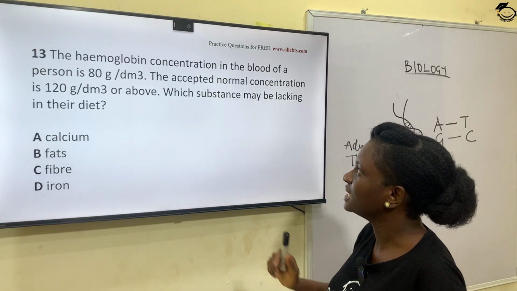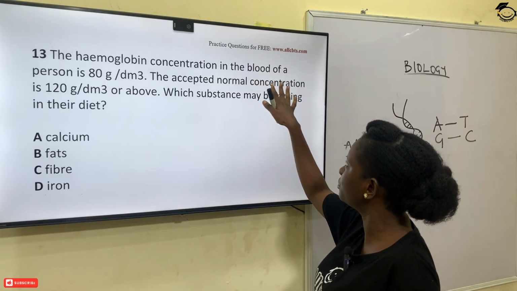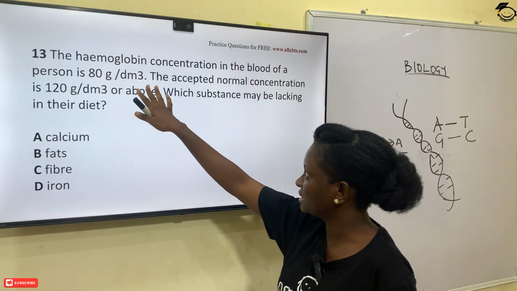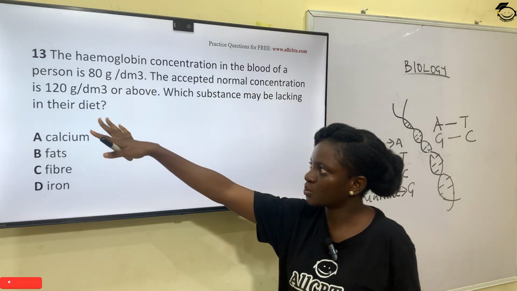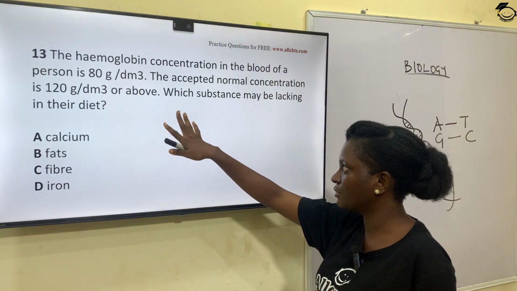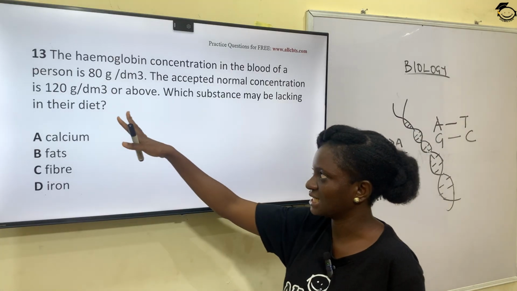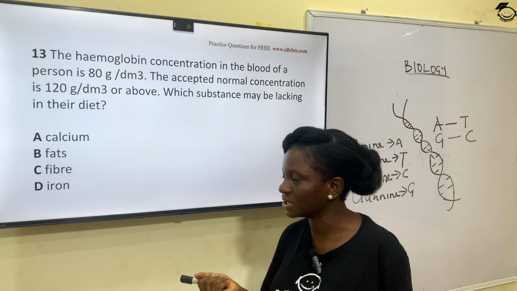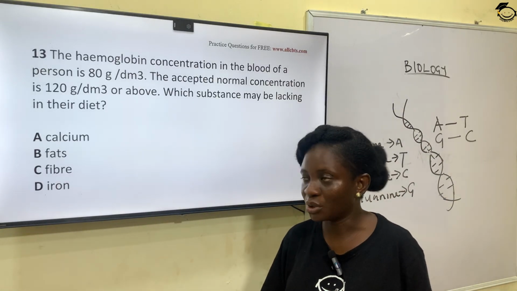Question 13. The hemoglobin concentration in the blood of a person is 80 g/dm³. The accepted normal concentration is 120 g/dm³ or above. So which substance may be lacking in their diet? The question is an application question. Take hemoglobin, which is present in the blood.